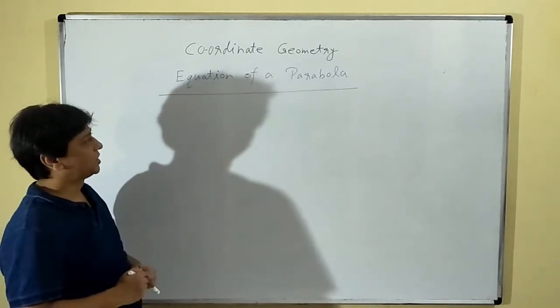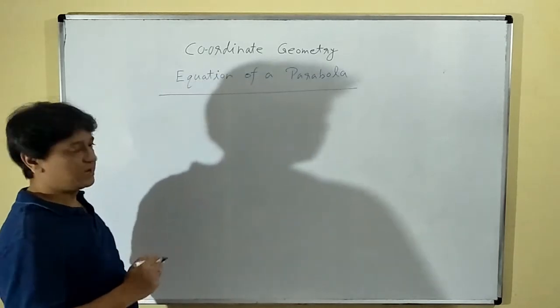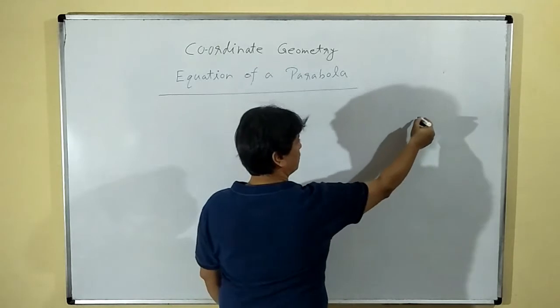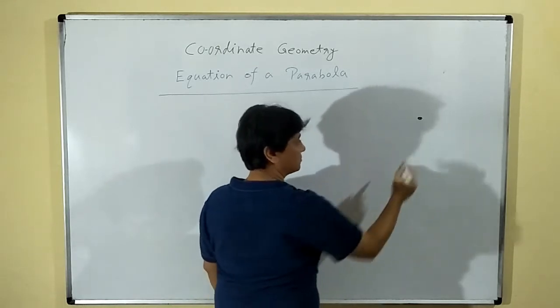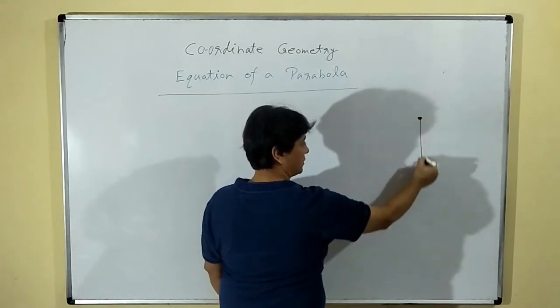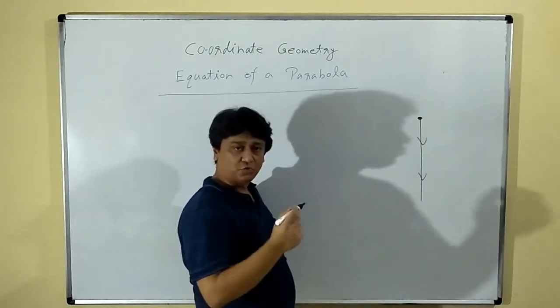Let's discuss the equation of a parabola. What basically a parabola is: when you drop an object from a given height, the path it follows is a straight line.